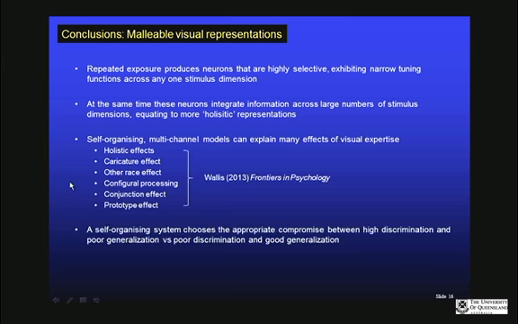But in terms of this issue that I'm referring to today, this perceptual warping, what a self-organizing system does is it chooses the appropriate compromise between high discrimination and poor generalization. In other words, if I show a face and I show a slightly different version of that face, the neural representation changes a lot if I'm in an area of expertise. The alternative is that I'm in an area of not very good expertise. I have poor discrimination performance, but good generalization.